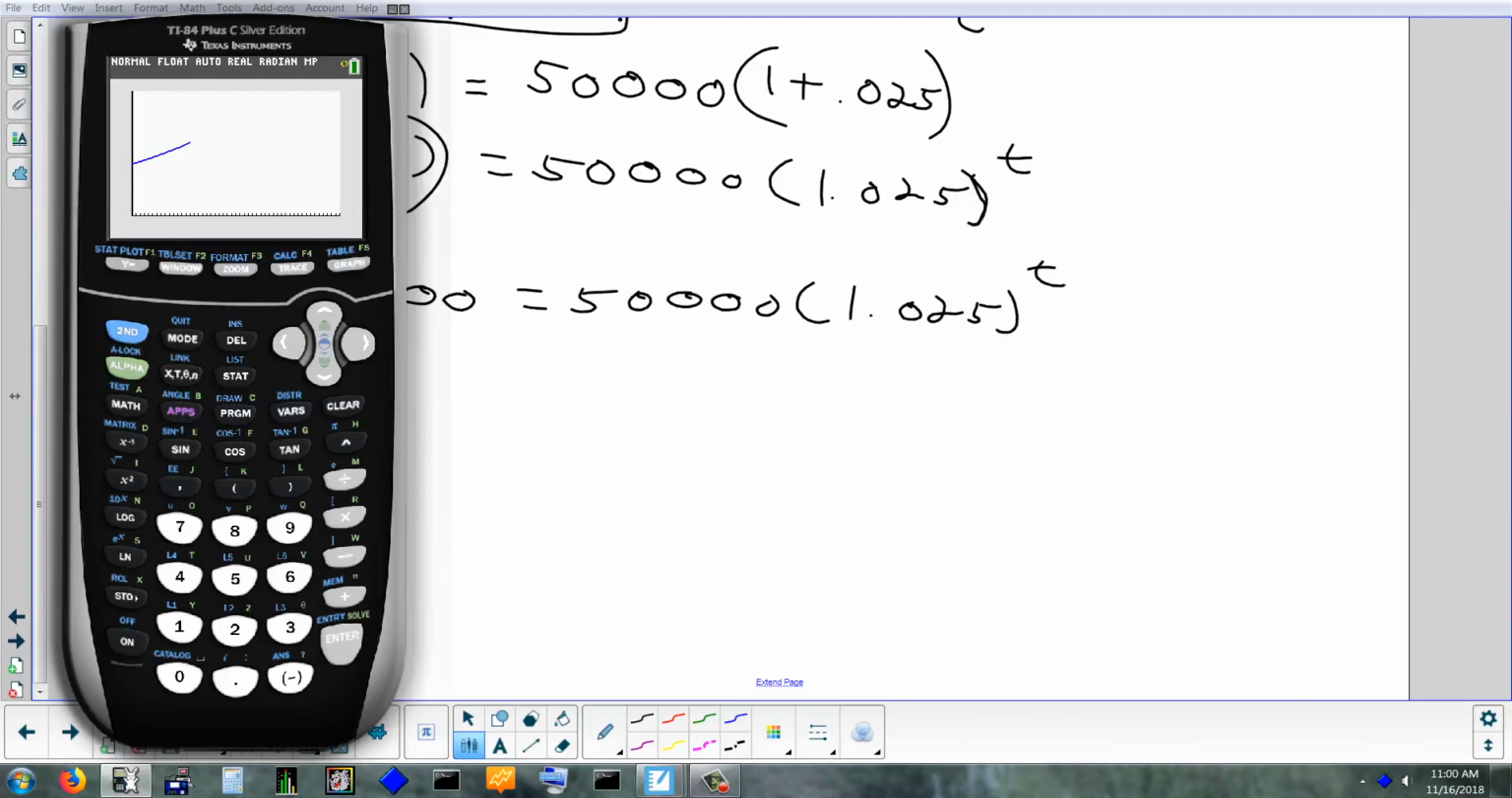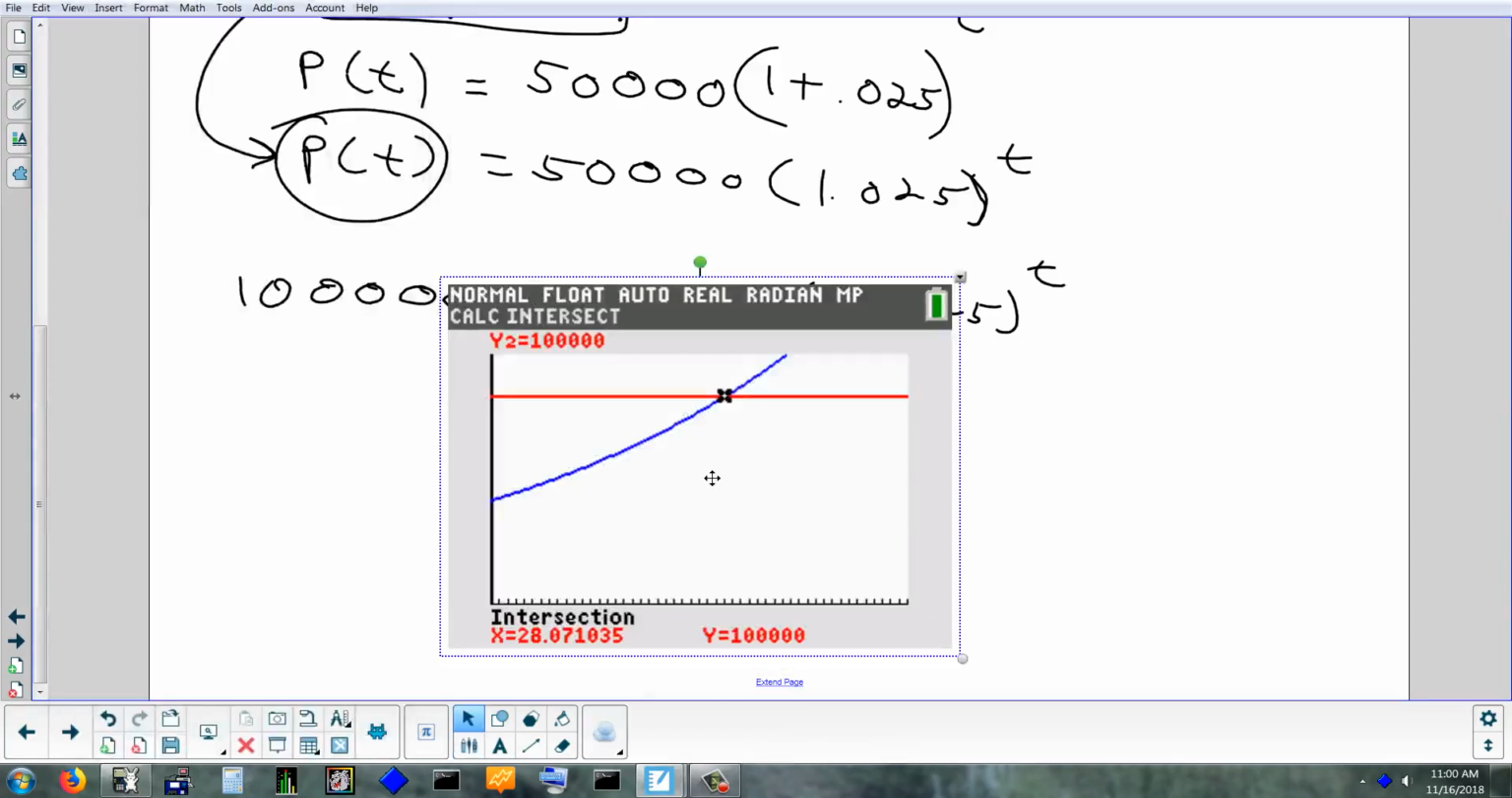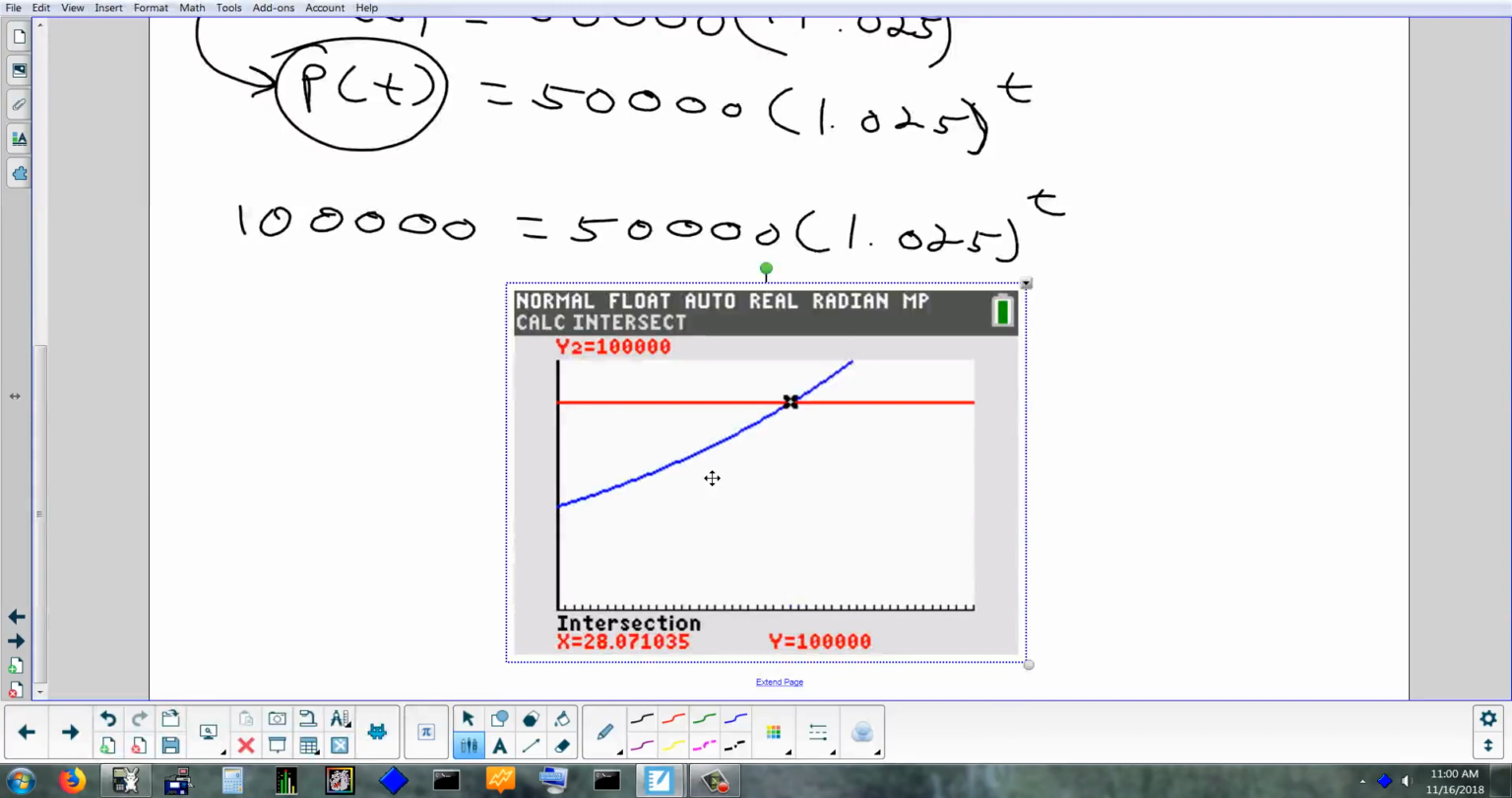Okay, so there's our population growing, and we're going to see a line at 100,000 in a second. There we go. Perfect. So that window is fine. And then what did you say to do from there, Isabel? See where they intersect. Yep. So second calc, intersect. There's only one intersection, so the guess doesn't matter. Okay. So it's going to take a little over 28 years for the population to reach 100,000 people, which is doubling. So about 28.1 years.